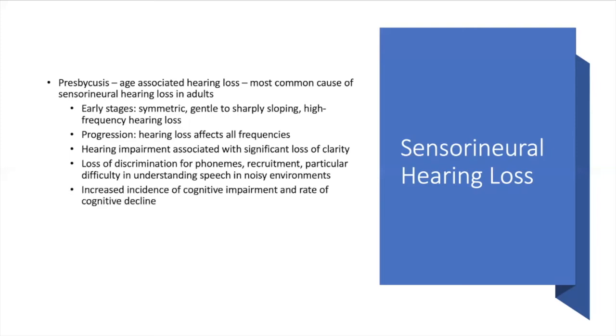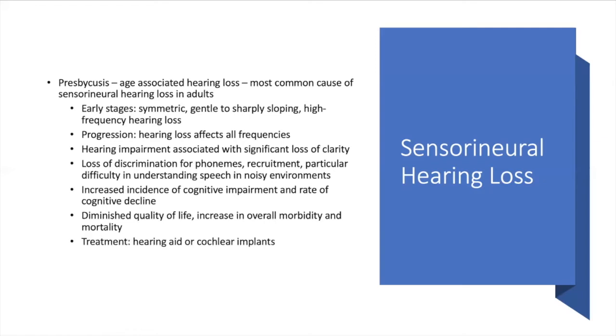Poor hearing is also associated with an increased incidence of cognitive impairment and rate of cognitive decline. In the elderly left untreated, hearing loss leads to diminished quality of life and has been shown to increase overall morbidity and mortality. Hearing aids are helpful in enhancing the signal to noise ratio by amplifying sounds that are close to the listener. Cochlear implants are the treatment of choice when hearing aids prove inadequate, even when hearing loss is incomplete.